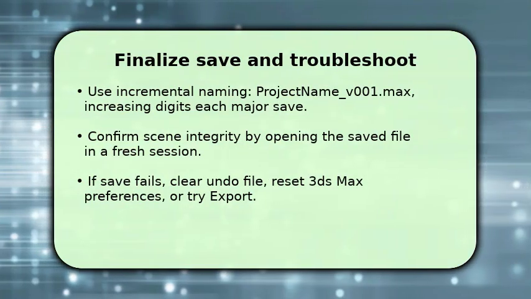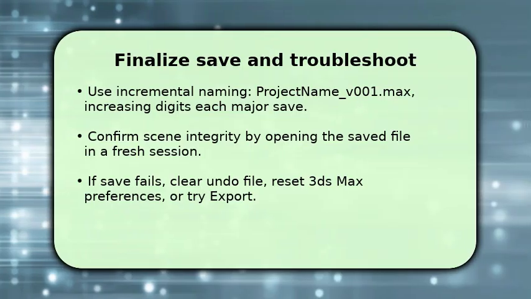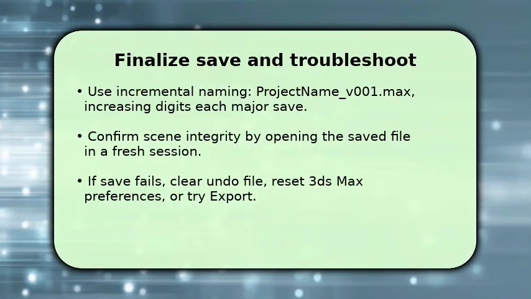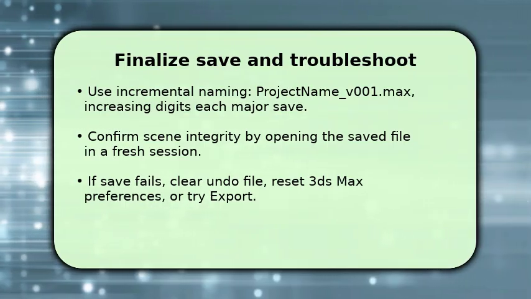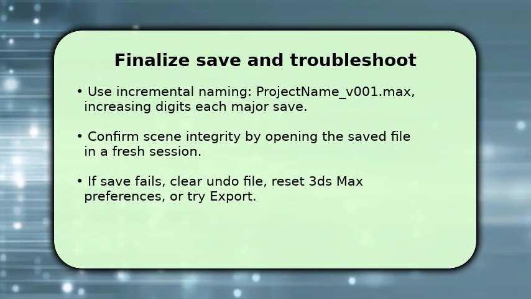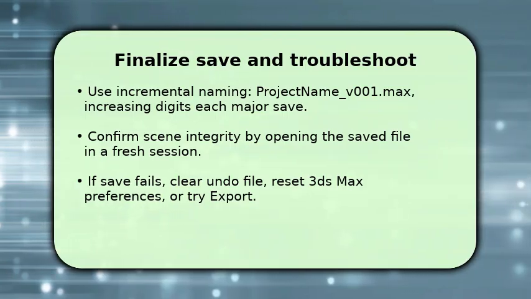Finally, perform the save. Use Save as with an incremental file name pattern so you can roll back to earlier versions easily. After saving, close and reopen the file in a new 3ds Max session to confirm it opens cleanly and that assets are intact.